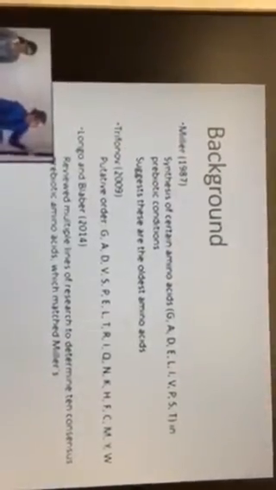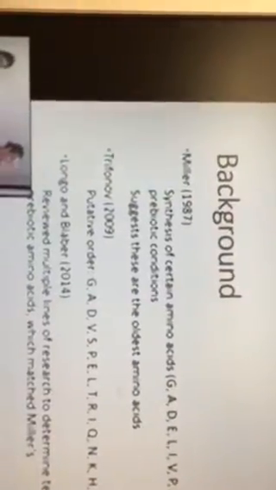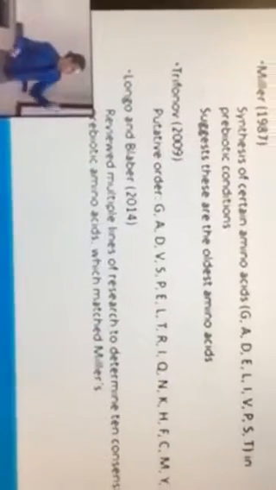And then Trifonov in 2009 compiled a bunch of data from a bunch of different studies and came up with a consensus chronological ordering of the 20 amino acids. What he said was that he thought glycine was the first one to come around, and then alanine came around, and so on, all through to 20 of them until we get to tryptophan, which is the last one. And this is related to which ones are the most stable or which ones are the simplest at the beginning, and then the more complicated ones at the end.